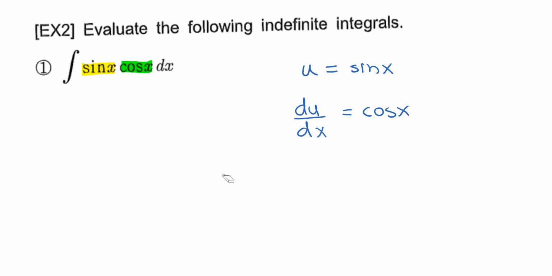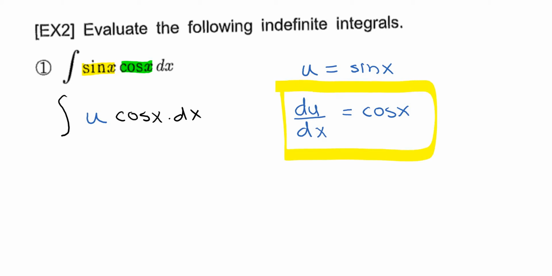Okay, so after that, I will go ahead and update the original question now. So this is going to be u times cos x times dx. And then going back to my derivative expression right here, I can just move this around. I can take my dx and multiply that with the cos x. So now I have du equals cos x times dx.